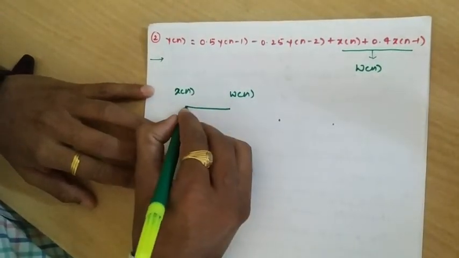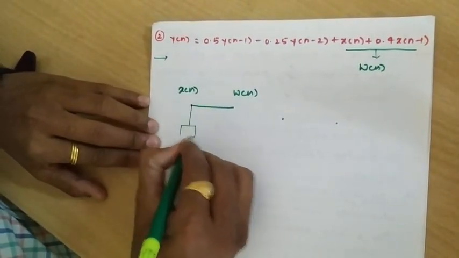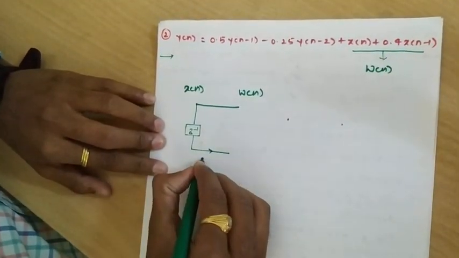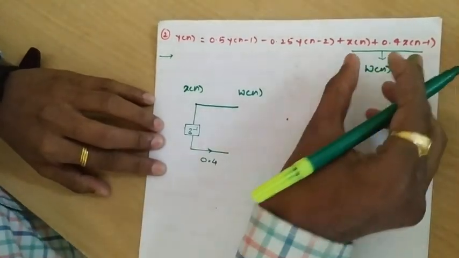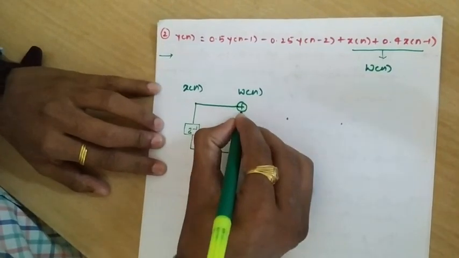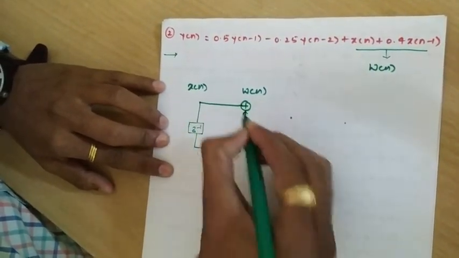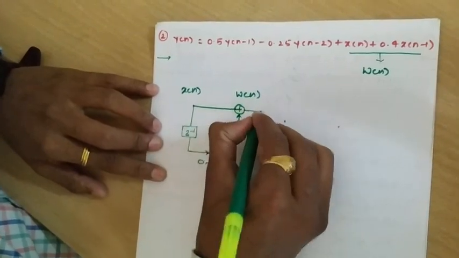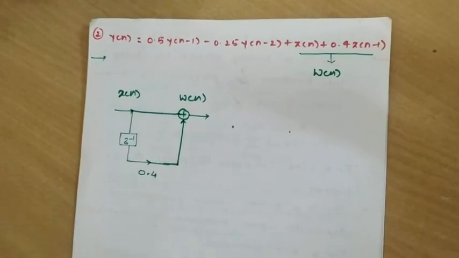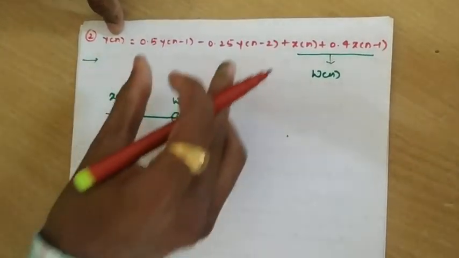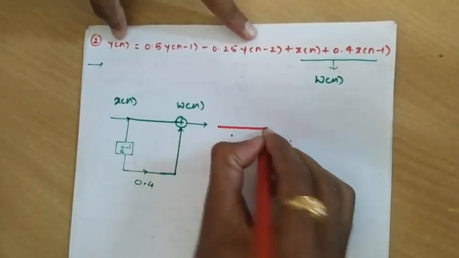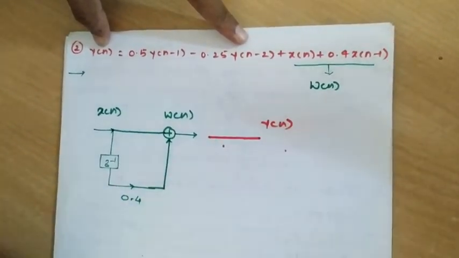Next, x of n minus 1. So only one delay element is required. This is z inverse, and the coefficient is 0.4. So this is 0.4. Now for this equation, we need only one adder. So we'll take only one adder over here, and this element will be added. So this becomes our w of n, and this is my input as x of n. Now we'll come across the remaining equation. So you can see y of n is the addition of this with w of n. So w of n will be taken in the same fashion like this, and let this be my output as y of n.